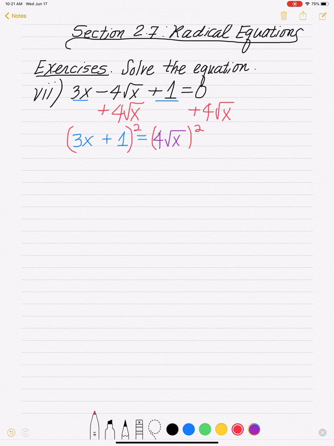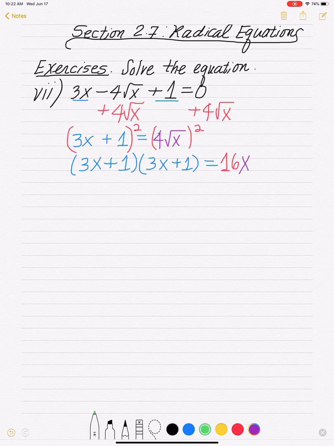So on the left side, I got 3x plus 1 quantity squared. That means I'm taking 3x plus 1 times itself, 3x plus 1 times 3x plus 1. And we have an equal sign. And on the right side, we got to square 2 things. First, we have to square 4, right? 4 squared is 4 times 4. It's 16. And then I got to square the square root of x. Well, the square cancels the square root, and I'll just have an x left. So on the right side, I got 16x. Now we're just going to leave that right side alone, and we want to clean up the left side.